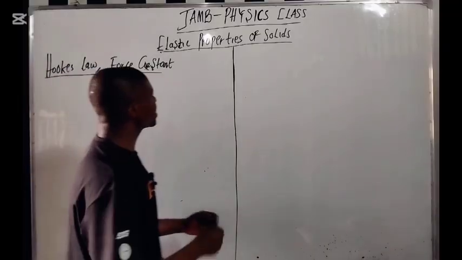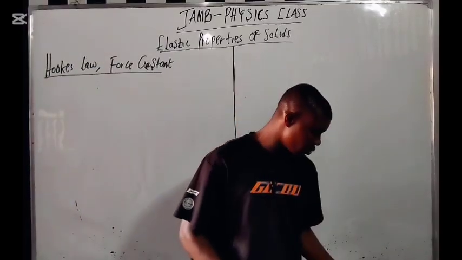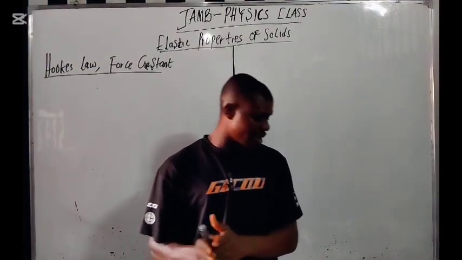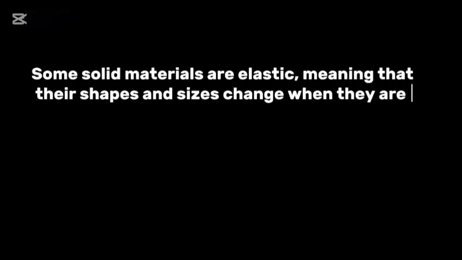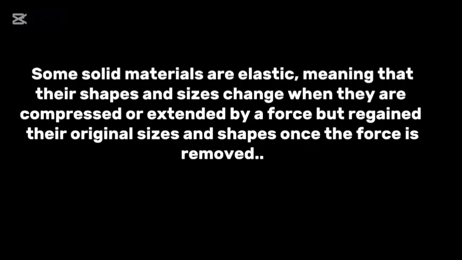So we are talking about the elastic property of solids. Solid materials are elastic, meaning that their shapes and sizes change when they are compressed or extended by a force, but regain their original size and shape once the force is removed.